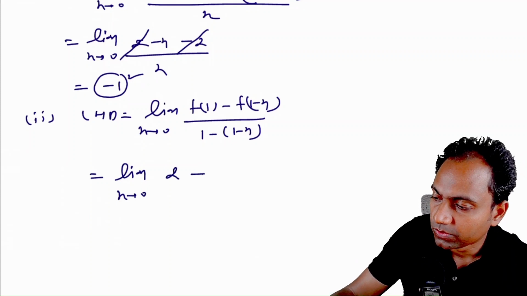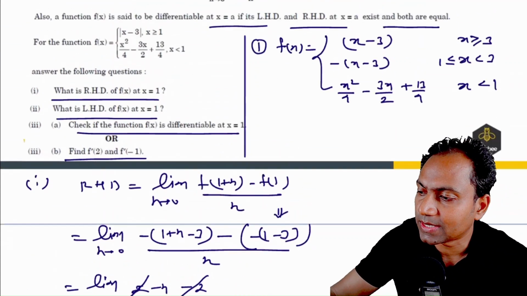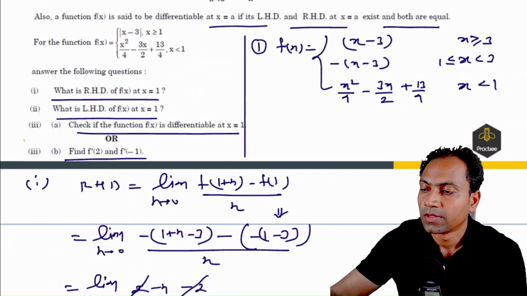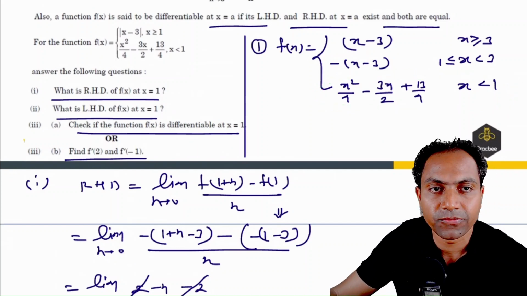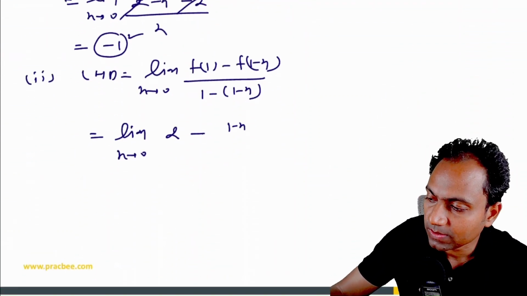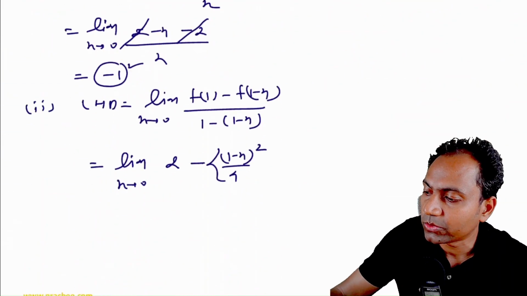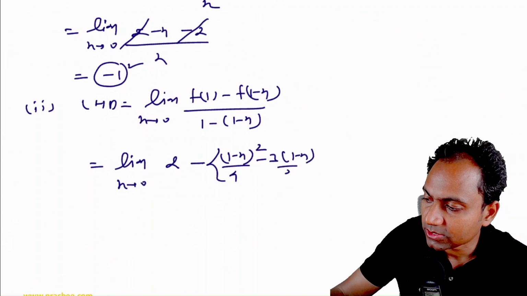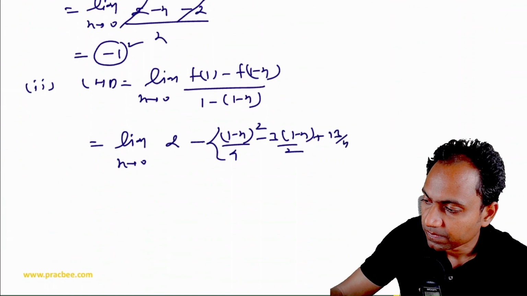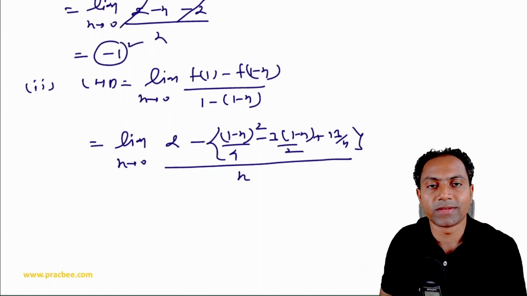It came out to be 2 minus. And now if I take 1 minus h, you can see that 1 minus h in this scenario will go into the part where the value of x is smaller than 1. So if I take this part, it is x square by 4 minus 3x by 2 plus 13 by 4. So this is 1 minus h whole square by 4, the second part is minus 3 into 1 minus h by 2, and then the last part is 13 by 4, all divided by h. So now we need to find this value.